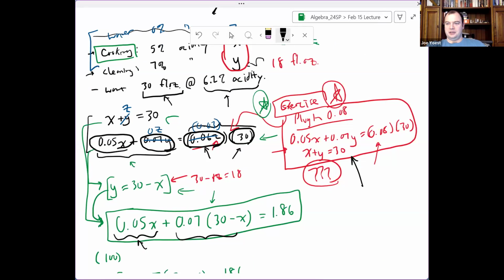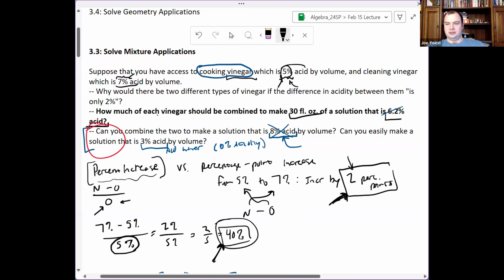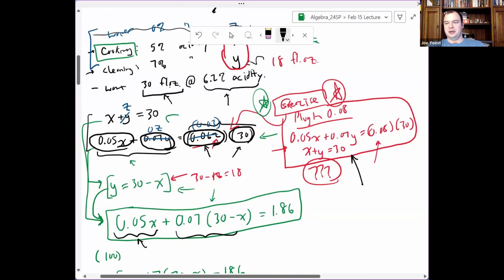And I said, well, I think it's kind of obvious in a sense that if we mix a vinegar that's 5% acid by volume and one that's 7% acid by volume, we can't somehow mix those and get an 8% by volume acid. We can only get percent acidities between 5 and 7% if we're mixing substances with acidity of 5% and of 7%.